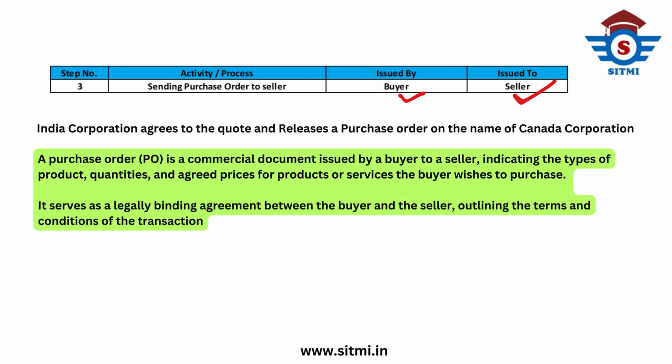A purchase order, known as PO, is a commercial document issued by a buyer to a seller indicating the types of product, quantities and agreed prices for products or services the buyer wishes to purchase. It serves as a legally binding agreement between the buyer and the seller outlining the terms and conditions of the transaction. Now let's understand what is included in a purchase order.